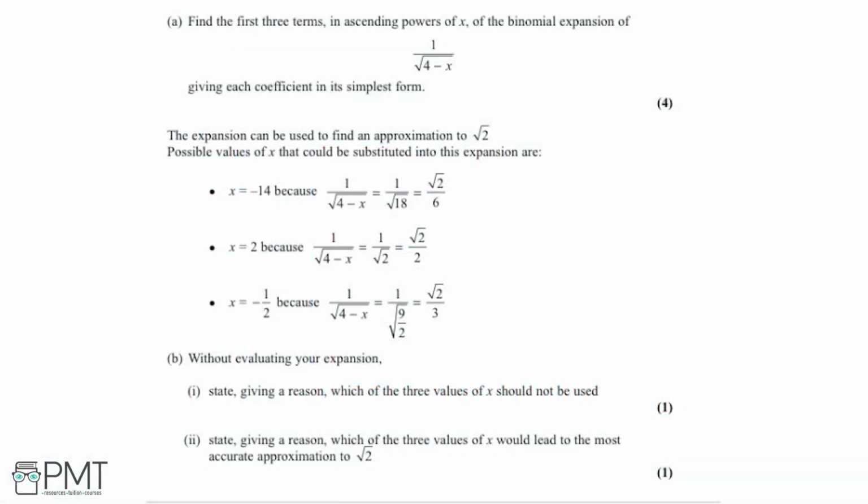So part A says, find the first three terms in ascending powers of x of the binomial expansion of 1 over the square root of 4 minus x, giving each coefficient in its simplest form. And this is a 4-mark question. So look at this question.